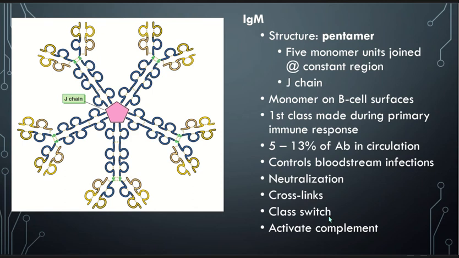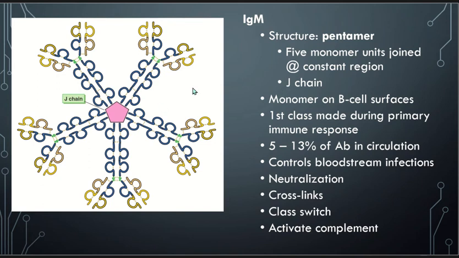Sometimes you'll see IgM with IgD concurrently on the surface of that B cell, but those are the only ones that you'll find on the same surface together. So you can see it as a monomer on those surfaces, and they're going to act like B cell receptors, but they can also be joined together to form this pentameric structure.